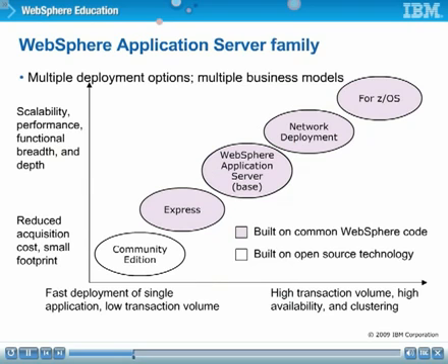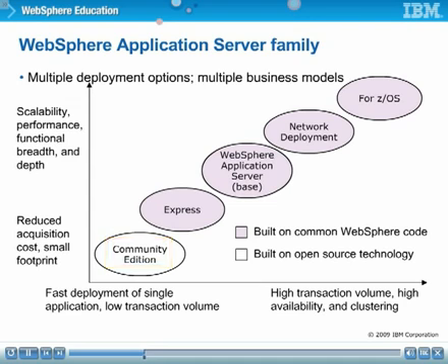This chart shows each of the different versions of WebSphere Application Server and how they relate to one another with regard to customer needs and capabilities. WebSphere Application Server Community Edition is built on open source technology. It features reduced acquisition cost and a small footprint, making it appropriate for small business applications. It enables fast deployment of a single application with low transaction volume.